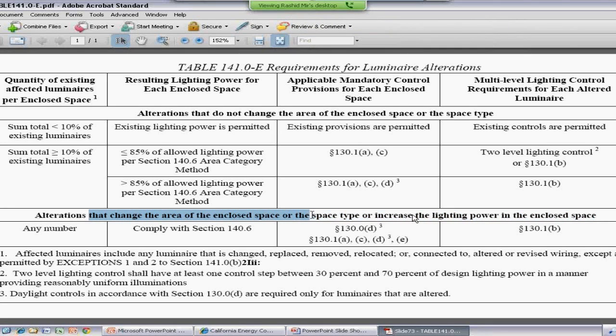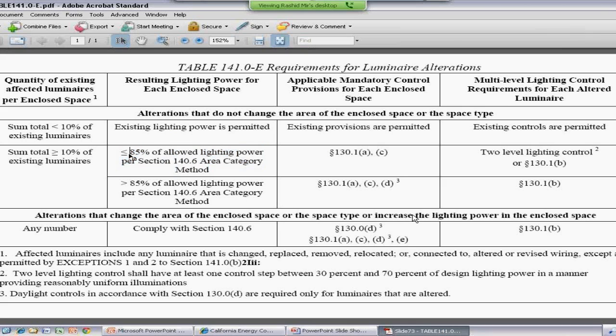If you are increasing the lighting power or changing the enclosed area, you essentially have to meet all of the requirements, including daylit area requirements. When you have less than 10% of the existing luminaires altered, what we're saying is that you do not have to do anything. You do not have to meet the requirements of the 2013 energy standards. But if the sum of the total luminaires replaced in an enclosed area is 10% or greater, you have to meet the requirements. And essentially, the resulting lighting power density, or watts per square foot, due to that alteration will dictate which requirements you need to meet.